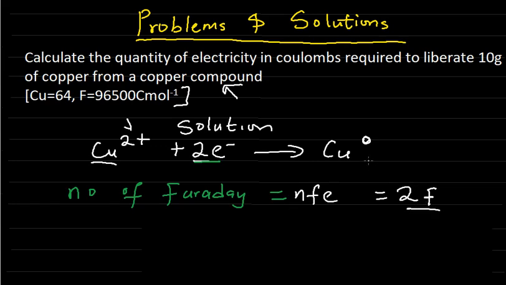Having gotten the number of Faraday, what we're going to do now is compare. This number of Faraday is what is used to deposit 1 mole of this copper. So we're going to do some comparison. I've gotten the number of Faraday. Remember, there are 2 things you need to find out: the number of Faraday and the quantity of electricity. In this case, the quantity of electricity is the unknown, question mark.